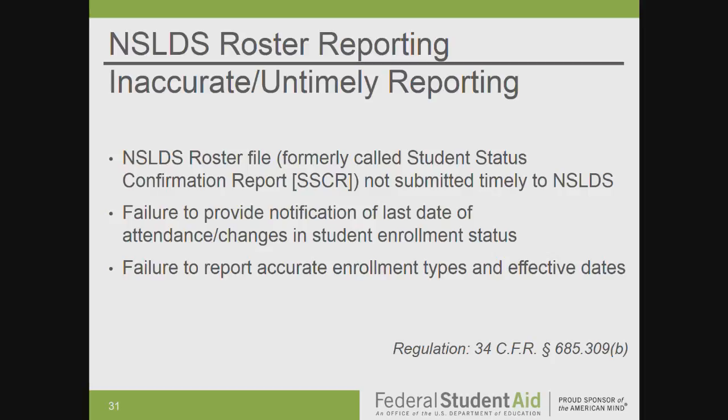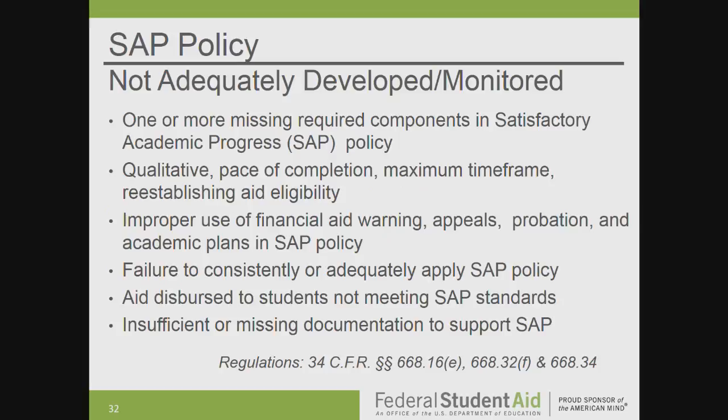All right, let's talk about the next finding, SAP policy not adequately developed or monitored. Now, we all know there are 2 major components of SAP that we look at. We look at if you have an effective policy and are you monitoring it. Now, the program integrity regulations published on October 29, 2010, and made effective July 1, 2011, changed SAP completely. Now, when going on reviews, when looking at your policy, we look at failure to include pace of completion, maximum time frame, or how your student can reestablish aid eligibility.